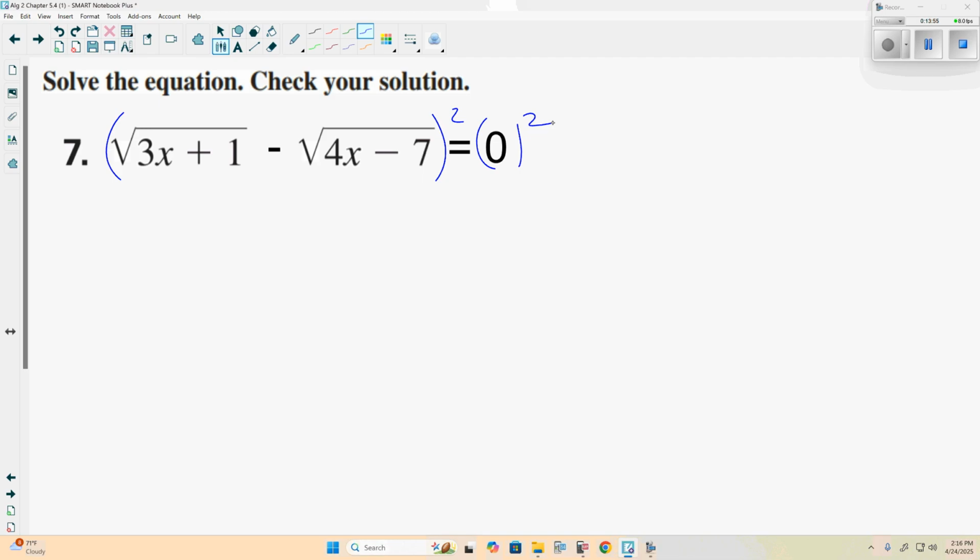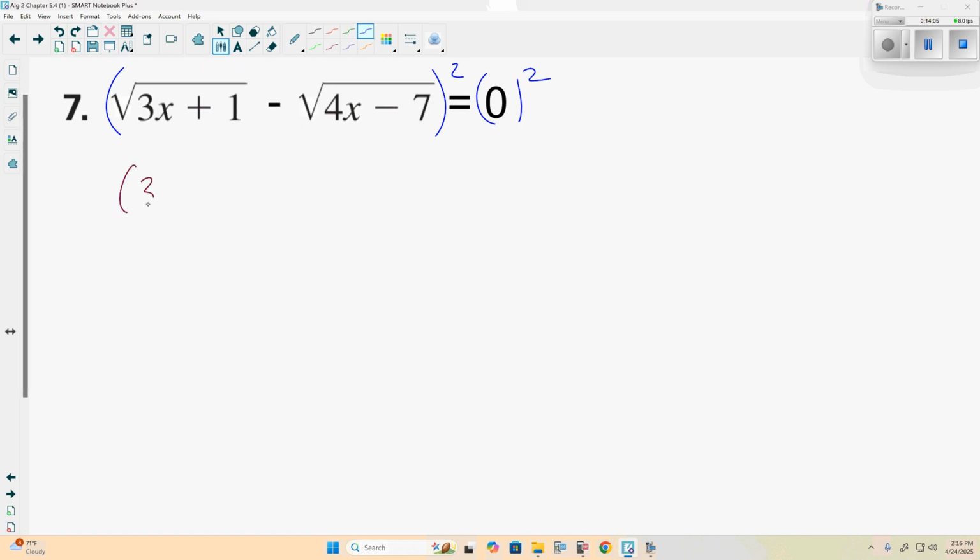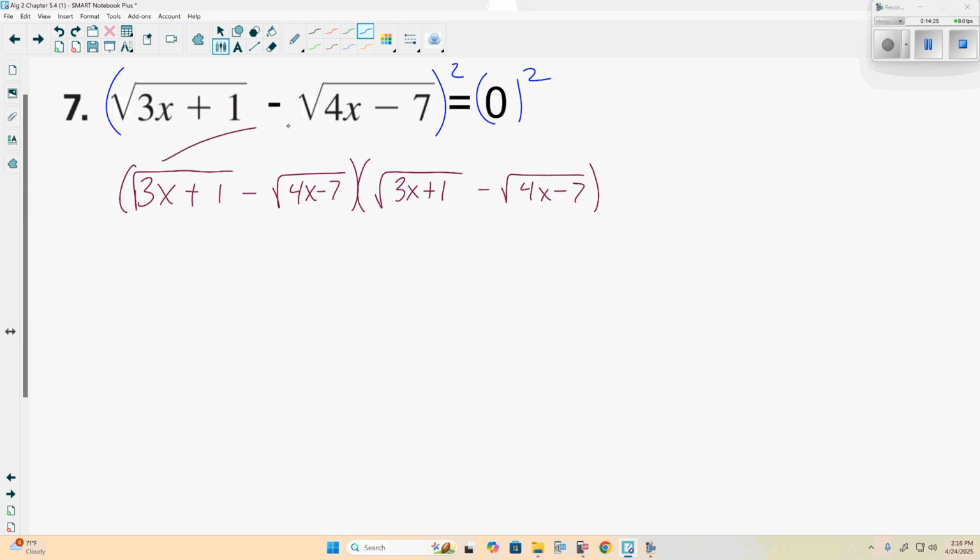We could go on and put both sides to the nth power. Now, the right-hand side's nice, because 0 squared, 0 times 0 is 0. The left-hand side, if we left it this way, we would have to take this whole expression, the square root of 3x plus 1, minus the square root of 4x minus 7, and multiply it by itself. Because we have that subtraction sign, we would have to FOIL this whole thing out.